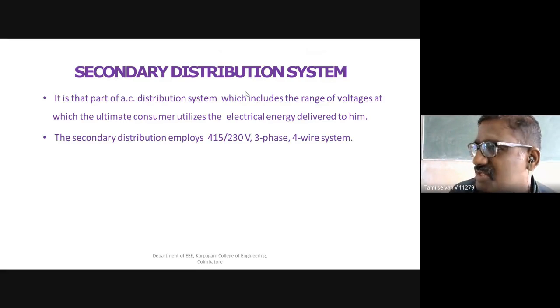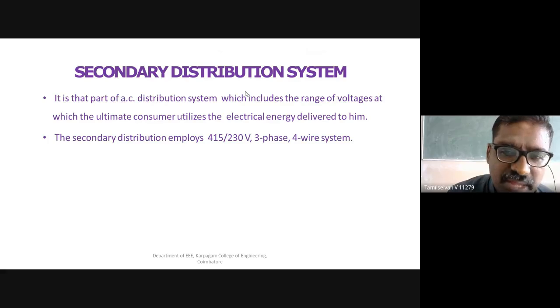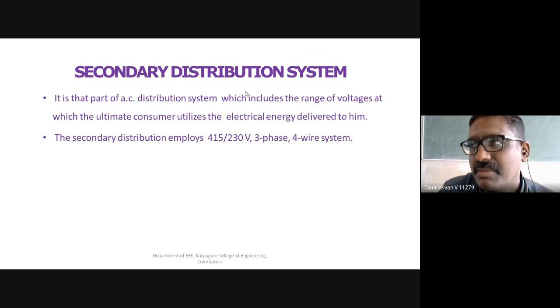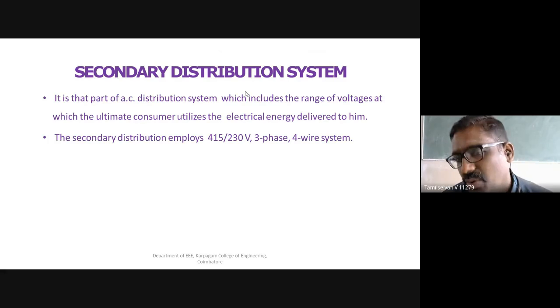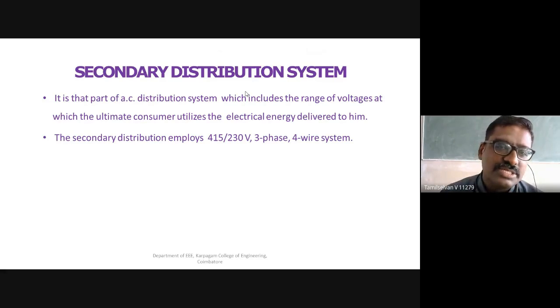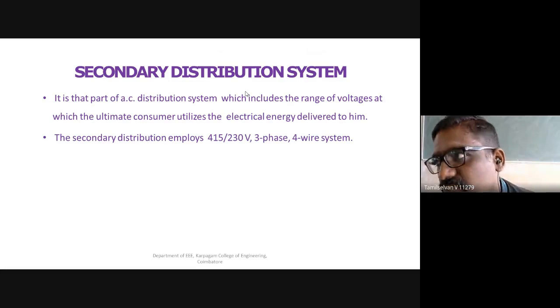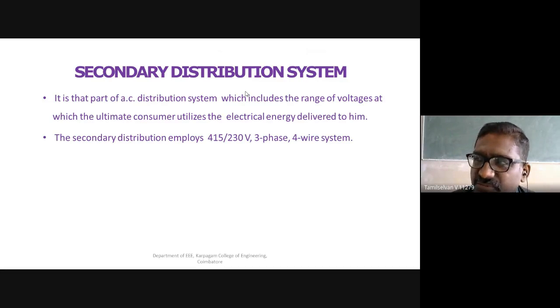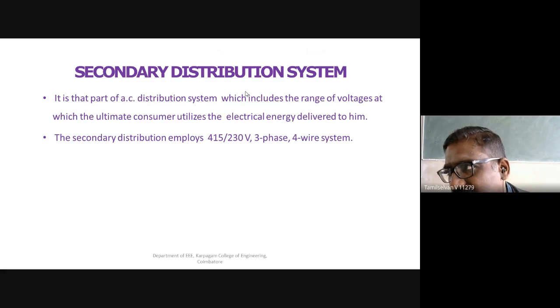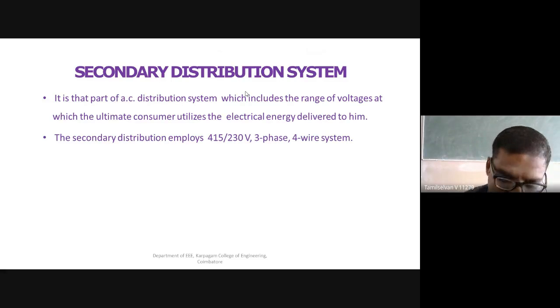Some of the consumers will have single phase supply, some of the consumers will have 3-phase supply. So based on the requirement, we can tap the energy from the secondary distribution very easily. That's why our secondary distribution system will have a 3-phase 4-wire system. If it's 3-phase we'll have 415 volt, in case of single phase we'll have 230 volt.